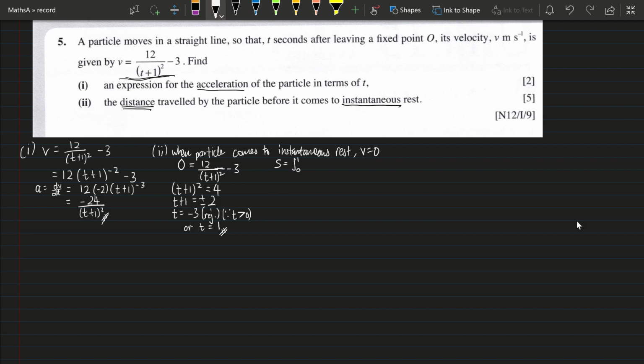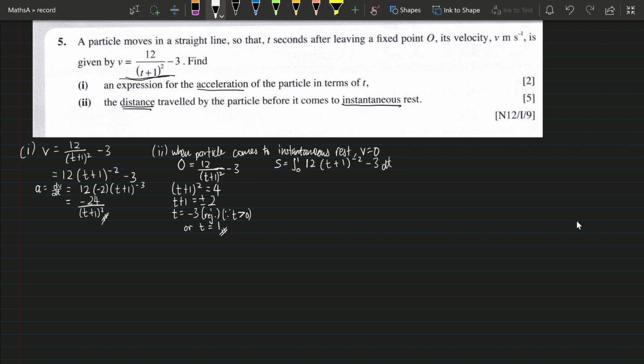So let's do this definite integral method. It's a lot faster. So now we are integrating velocity with respect to time. I say again, displacement is the integral of velocity with respect to time. So we have a 12 here, and now we're integrating this fella here, minus 3 with respect to t.